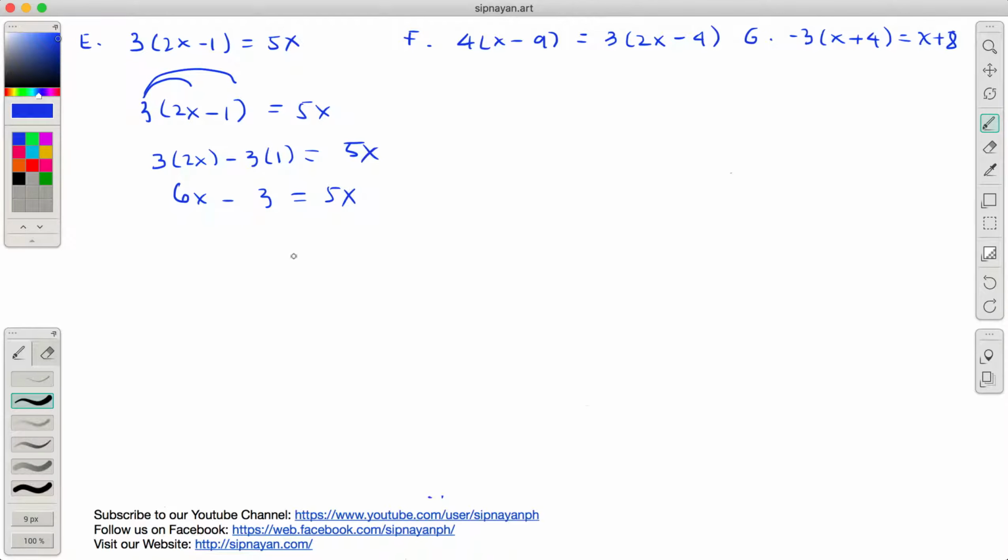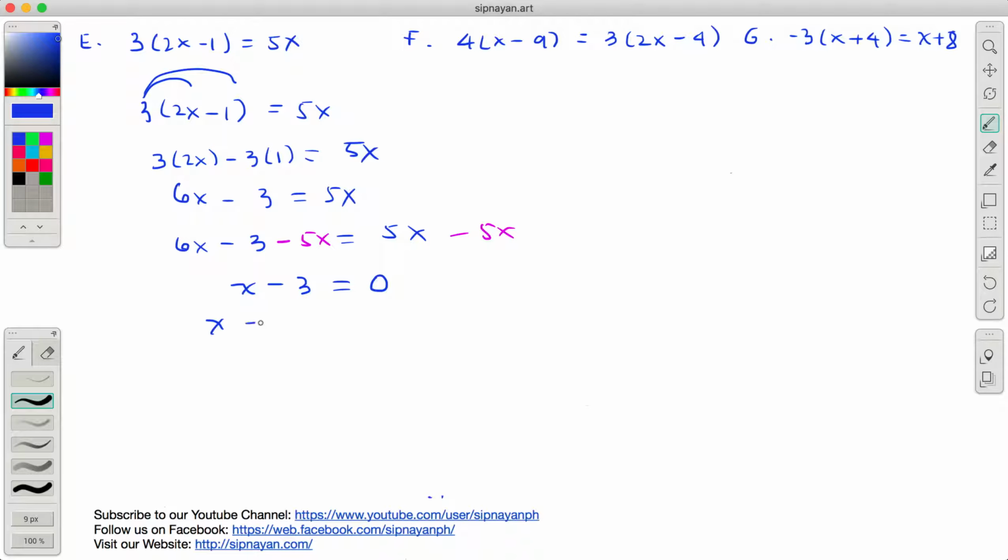Saan nyo gusto yung x? Nasa kaliwa, nasa kanan? Gusto nyo sa kaliwa, tatanggalin natin ito dito. So 6x minus 3 equals 5x. Kung gusto nyo tanggalin yung 5x dito, magma-minus 5x tayo dito. Pero pag nag-minus 5x tayo sa right-hand side, we also subtract 5x from the left-hand side, no? So 6x minus 5x is just x minus 3 because of this minus 3 here. And then 5x minus 5x is 0. So this is 0. At para x na naman tira dito, we can just add 3, no?